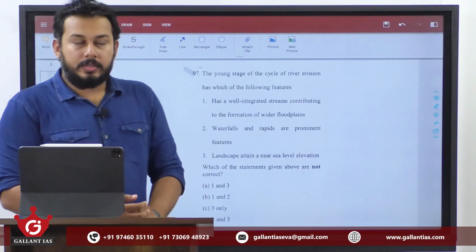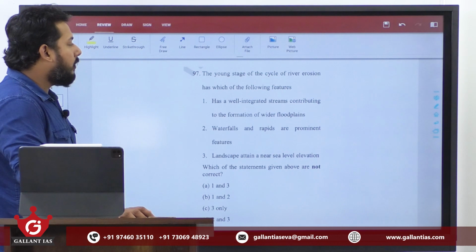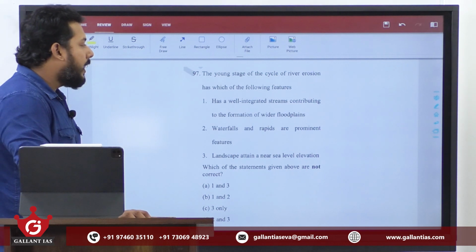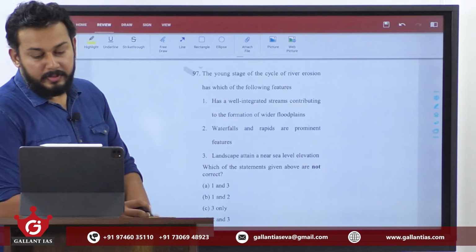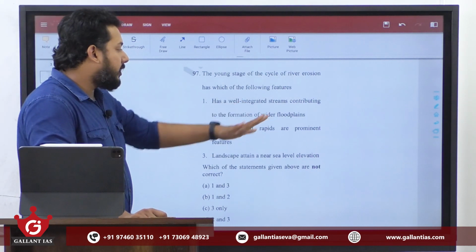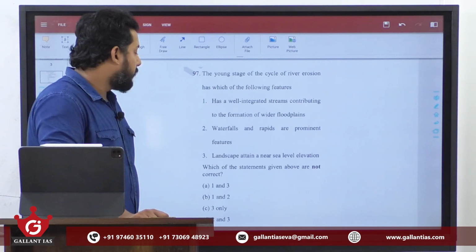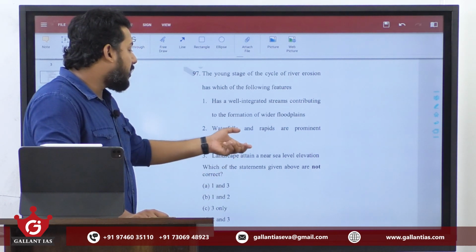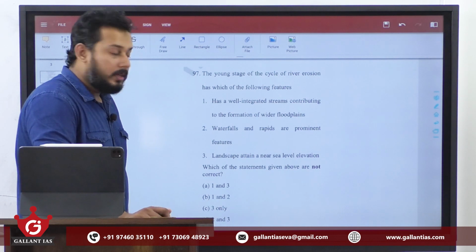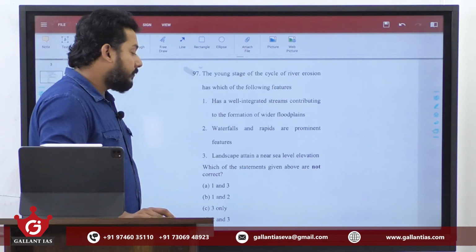Moving on to the next question. The young stage of the cycle of river erosion has which of the following features? Has a well-integrated streams contributing to the formation of wider floodplains. Waterfalls and rapids are prominent features. Landscape attain a near sea level elevation.